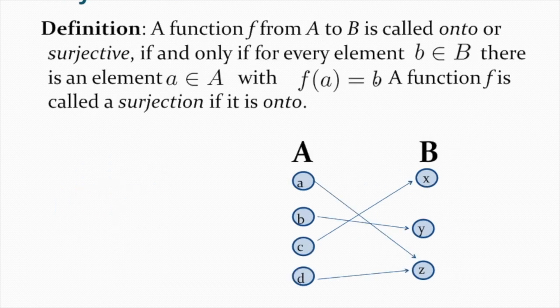The second type is called surjection. A surjection is a function f from A to B, where we call it onto. Because in this case, every element in the set B is mapped by an element from A, not the other way around. Now we look at the set B and we see X has been mapped by C, Y is mapped by B, Z is mapped by D. So all elements in B have been covered by the relationship under the function f, so we call this function onto, or we call it surjection.